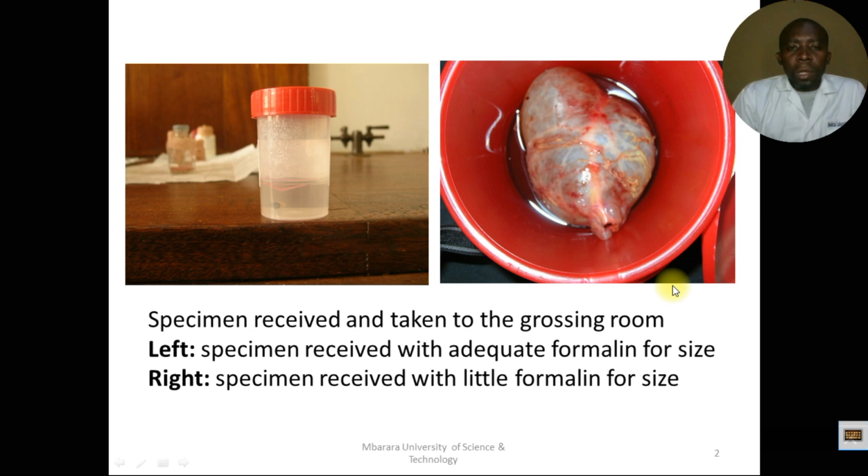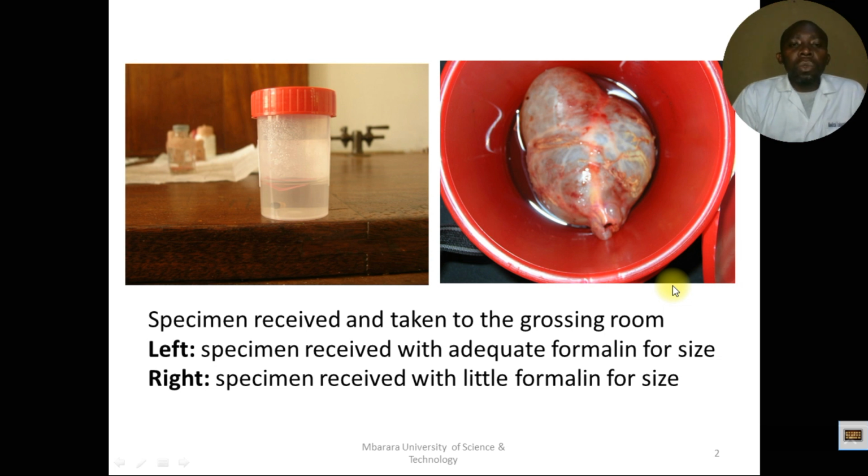So when we talk about grossing, simply we are referring to the macroscopic examination of the tissue with our naked eye, without the use of a microscope. We are going to look at the size, the color, the texture of the tissue, and then many other things.